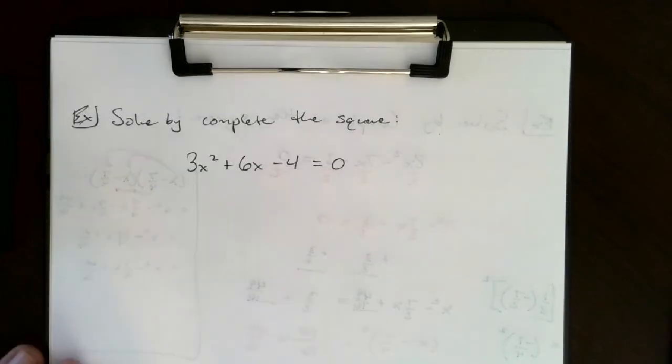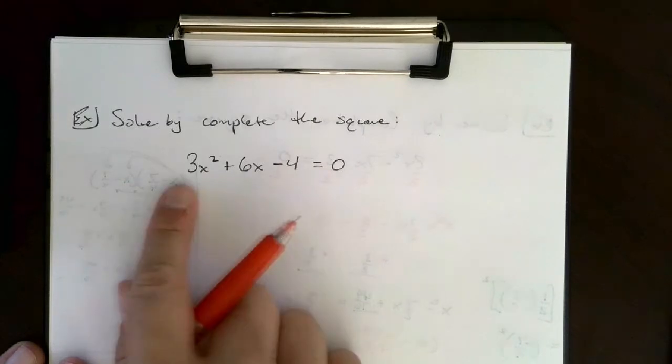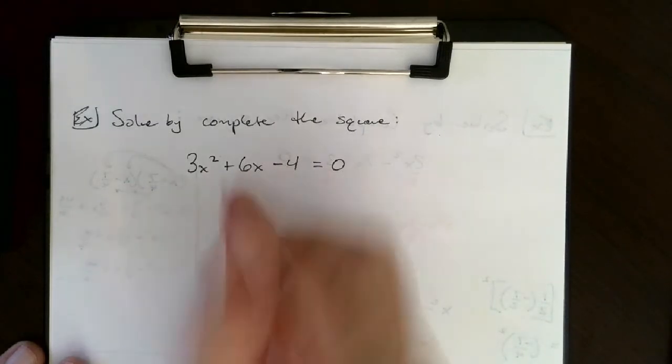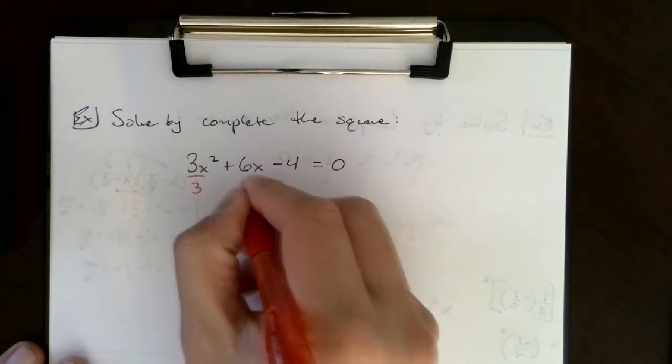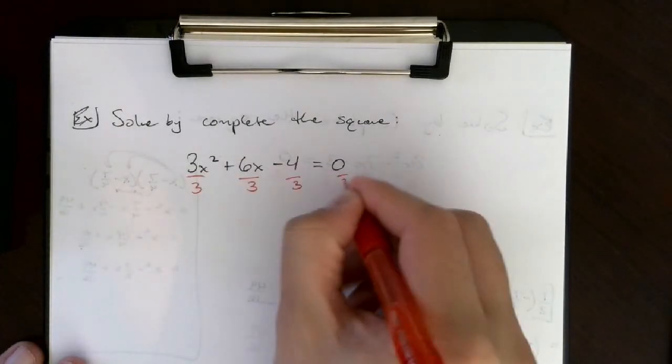The first thing you want to do when you solve by completing the square, remember, is make sure that the leading coefficient on your quadratic is 1. Here, I have a 3 in front, so I have to get rid of that 3. What I do is divide by 3. Now remember, you have to do it to every single term, including the 0.